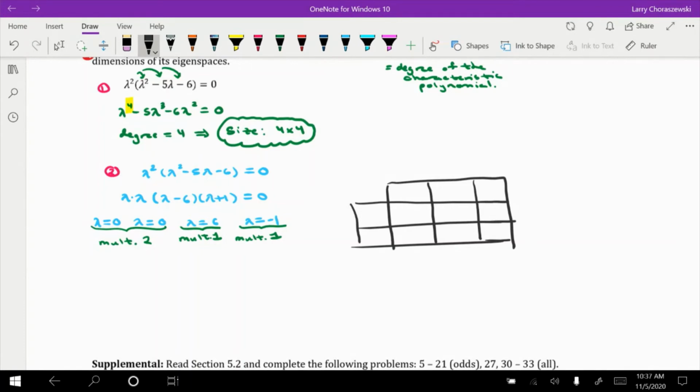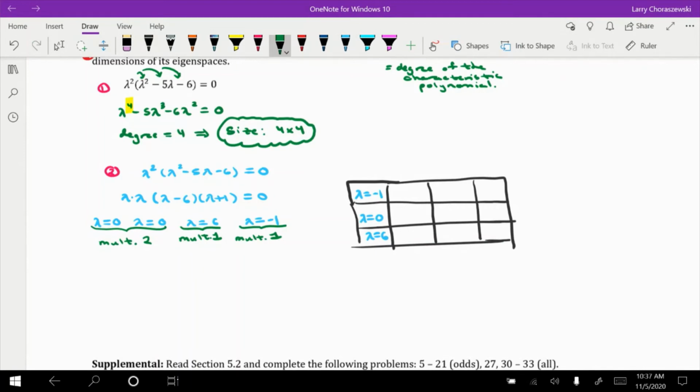Let's see. Yep, in the first column, I'm just going to plot the eigenvalues going from smallest to largest. So the smallest of the eigenvalues was -1. So I'll write lambda equals -1. Then we have lambda 0. Then we have lambda equals 6.